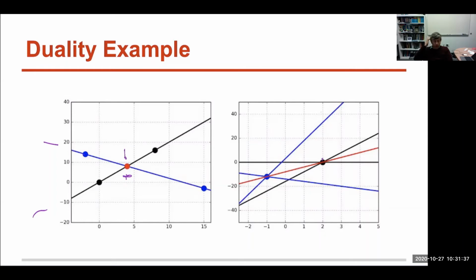And as you can see now, the red point was a point that went through both lines. Now it has become a line that goes through the 2 points that represented the lines before. So if you understand this duality transformation, what used to be a point going through all the lines is now a line going through all the points.